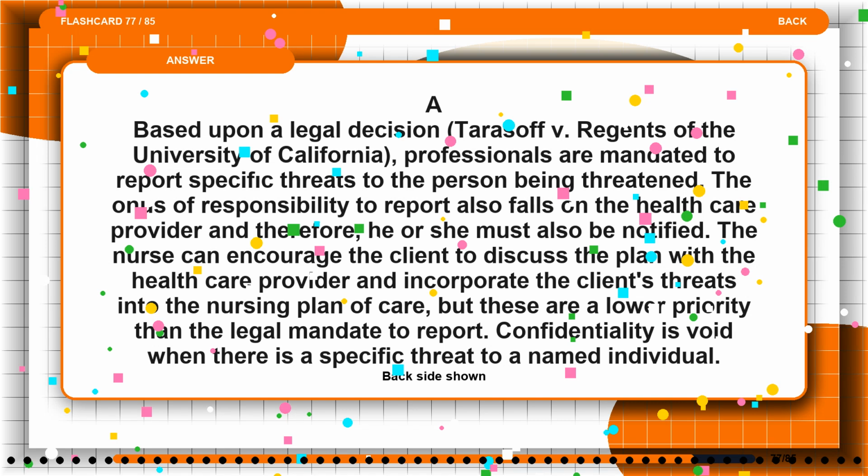The answer is A. Based upon a legal decision, Tarasoff v. Regents of the University of California, professionals are mandated to report specific threats to the person being threatened. The onus of responsibility to report also falls on the healthcare provider, and therefore, he or she must also be notified. The nurse can encourage the client to discuss the plan with the healthcare provider and incorporate the client's threats into the nursing plan of care, but these are a lower priority than the legal mandate to report. Confidentiality is void when there is a specific threat to a named individual.